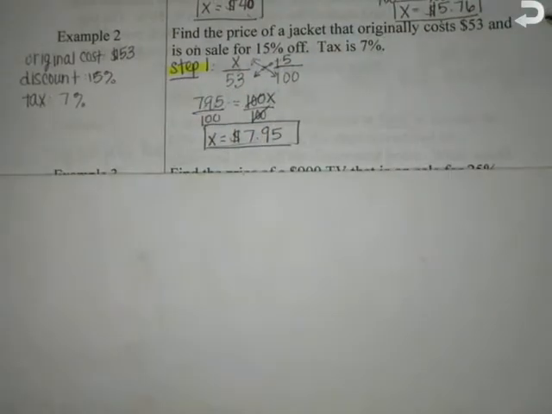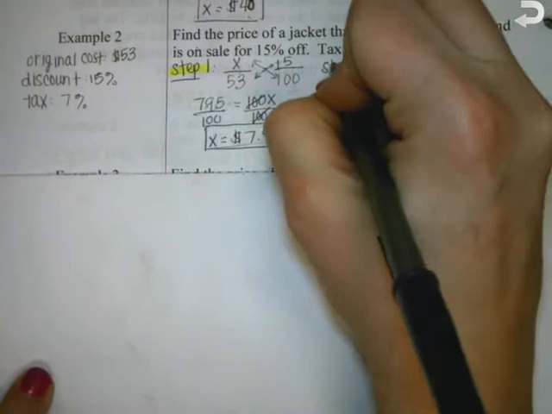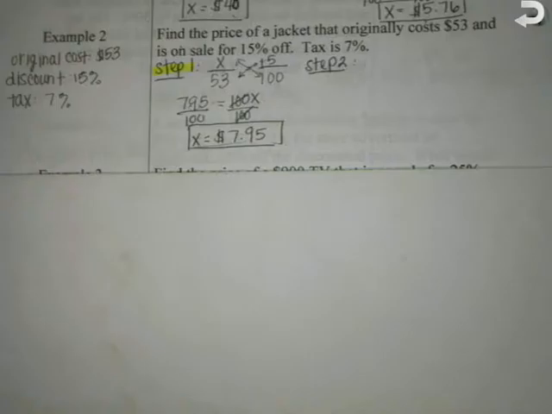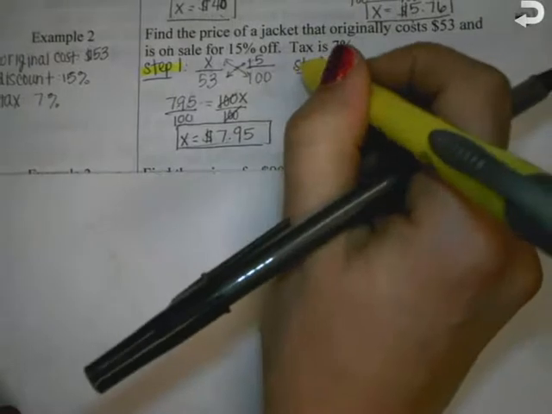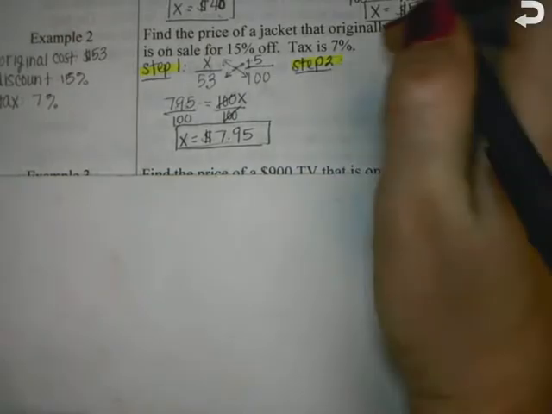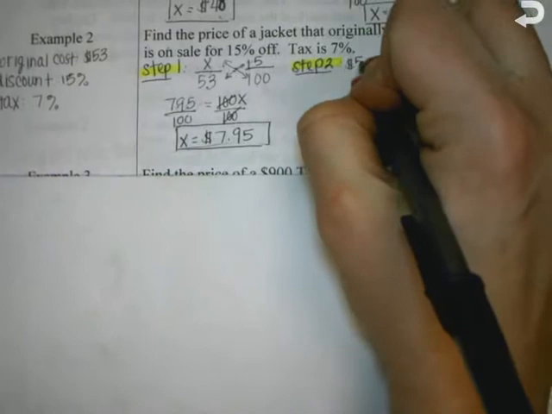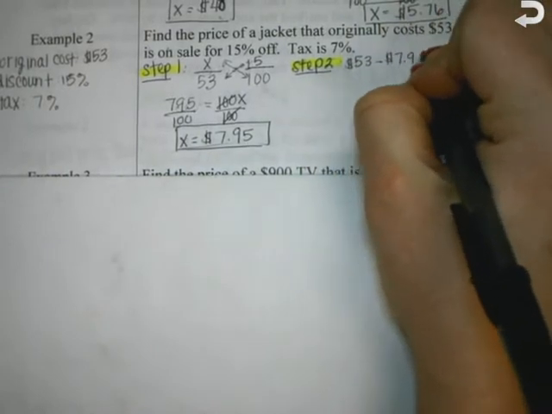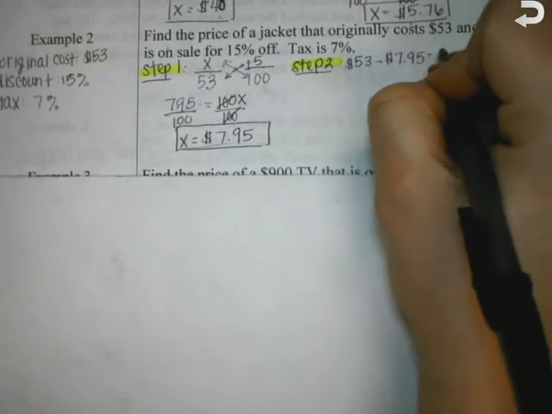Okay, for step 2, now I need to find out how much I will be paying with that discount. So what do I do in this next step? Subtract. So that is $53 minus $7.95. What does that give me? $45.05. Okay, so $45.05.